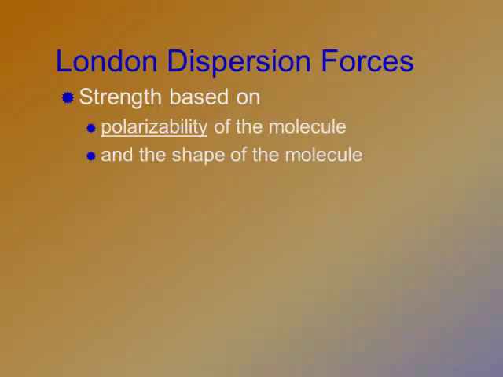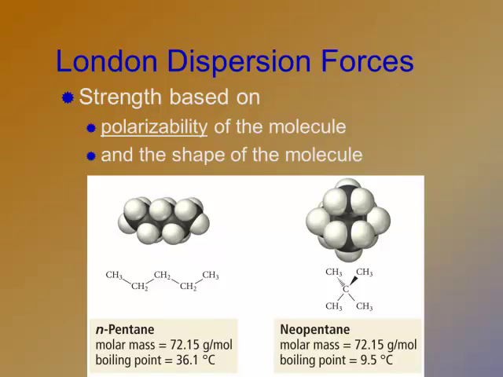In addition to polarizability, the strength of dispersion forces is also related to the shape of the molecule. Consider n-pentane and neopentane. These molecules are isomers. That means they have the same molecular formula but different chemical structures. Same molecular formula means same number of electrons. So why the near 30-degree difference in their boiling points?